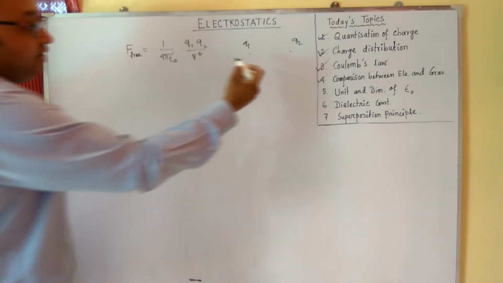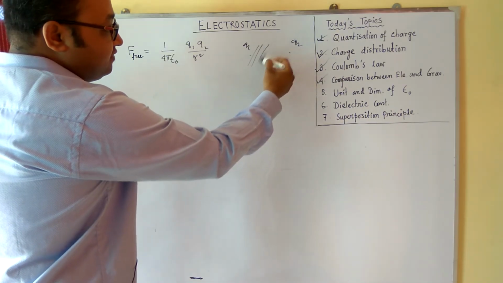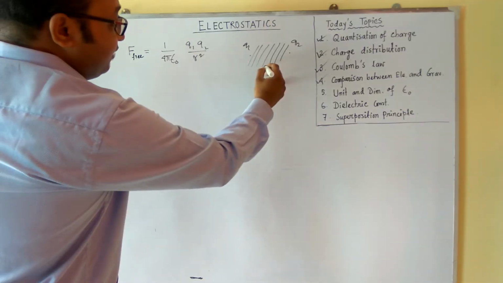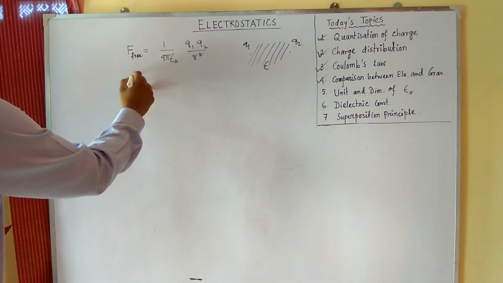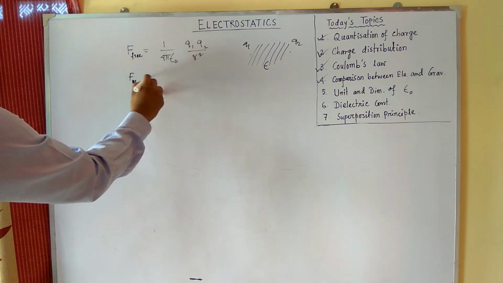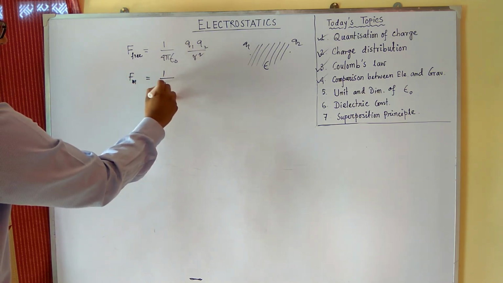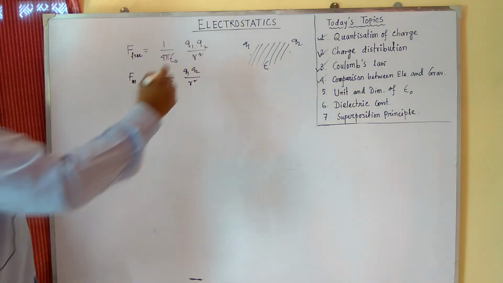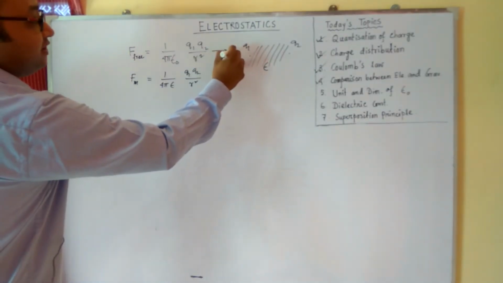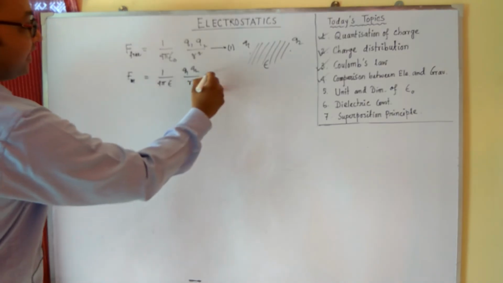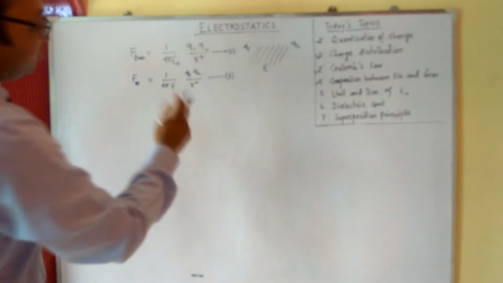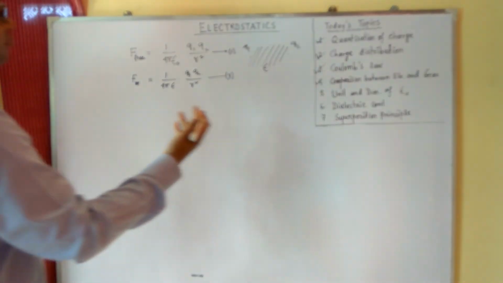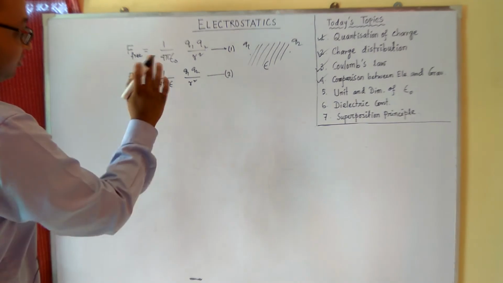But if the space between these two charges is filled with some material medium whose permittivity is epsilon, in that case the force between the two charges can be written as 1 by 4 pi epsilon into Q1 Q2 by R square. So the first equation represents the force between two charges in free space, and this equation represents the force between the same two charges when the space between the charges is filled with some medium of permittivity epsilon.